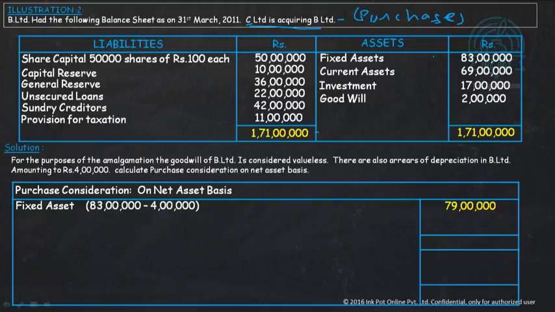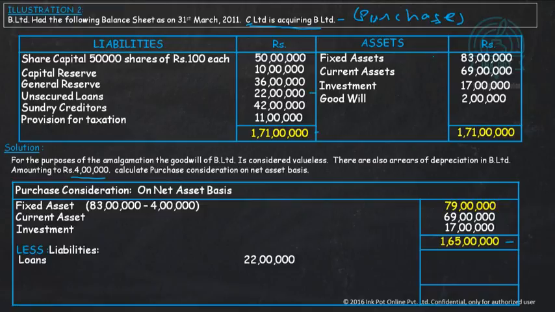Current assets 69 lakh, investment 17 lakh. Total assets will become 1 crore 65 lakh. Out of that, the external liabilities are being subtracted from this. What are the external liabilities? Number 1, unsecured loans, that is rupees 22 lakh. Sundry creditors, rupees 42 lakh. And then provision for taxes.